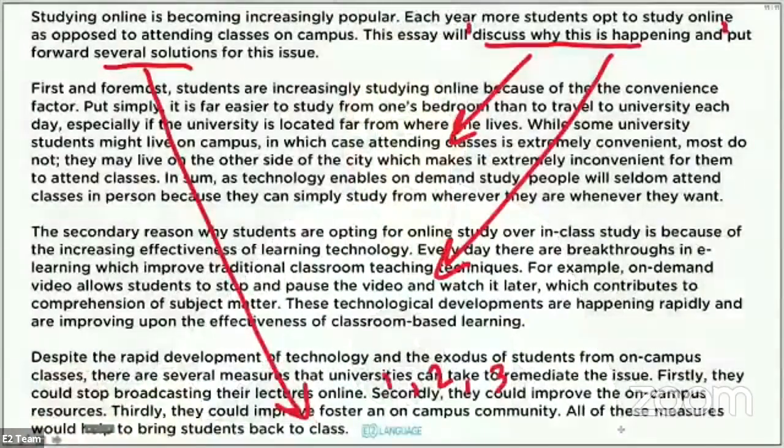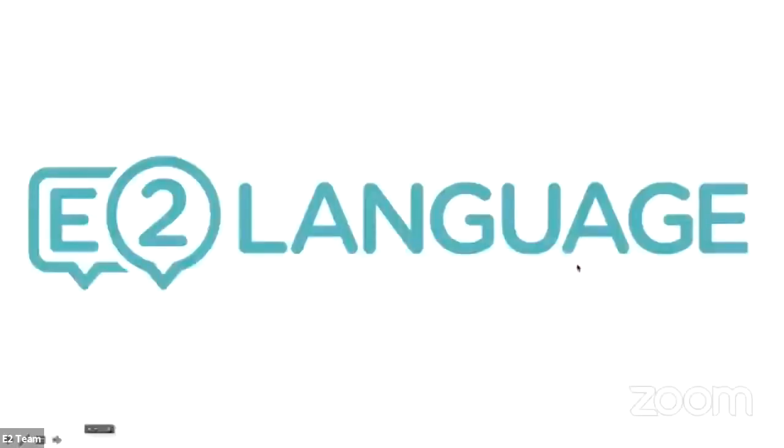Your grammar might not be so good, but if you can get the structure right and the word length right, then you're going to do far better than if you don't, okay? Cool. So you can see the logic of this essay. Now, we haven't written a conclusion.